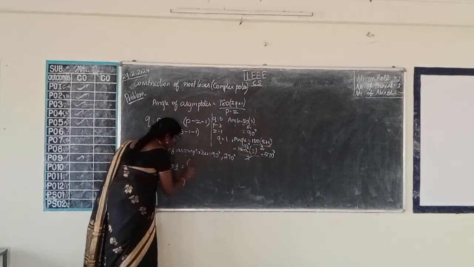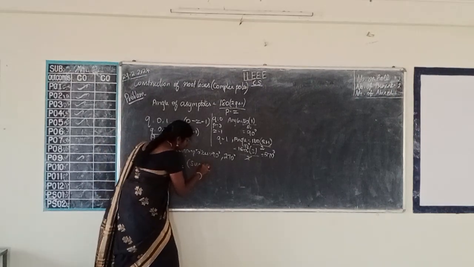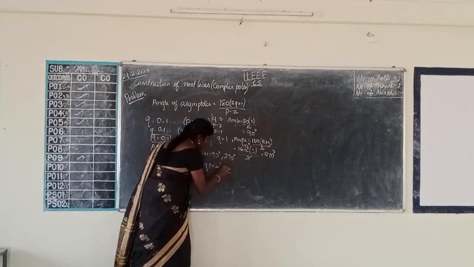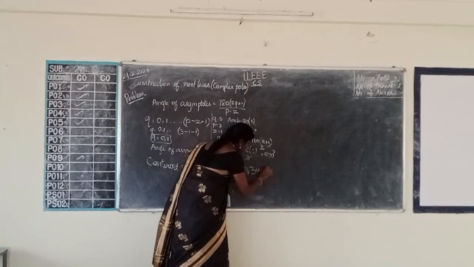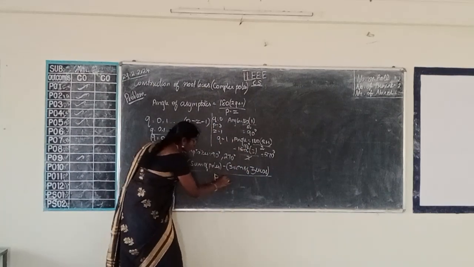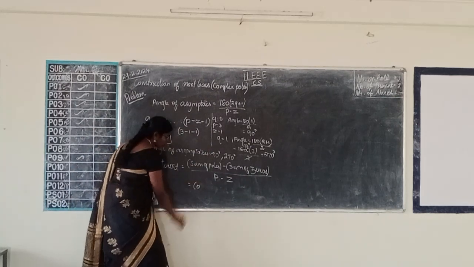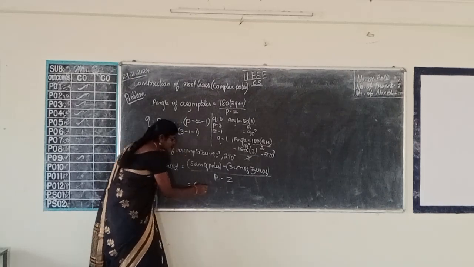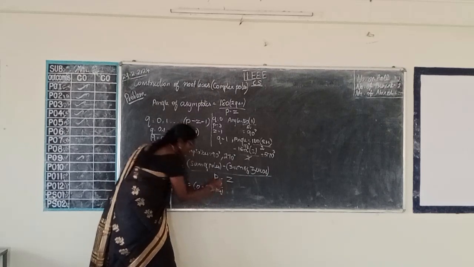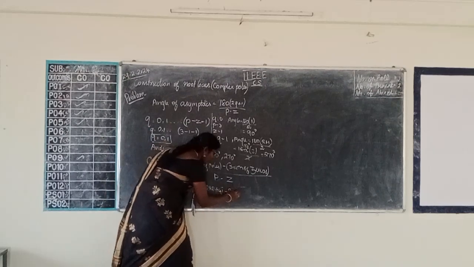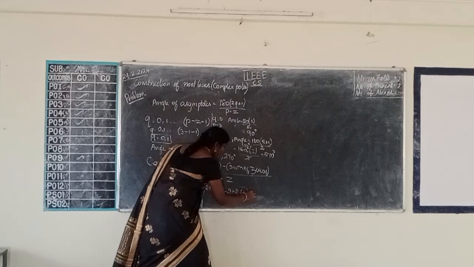To find the centroid, the formula is the sum of poles minus the sum of zeros, divided by the number of poles minus the number of zeros. What is the sum of poles here? 0, plus minus 2 plus 2.64j, plus minus 2 minus 2.64j.